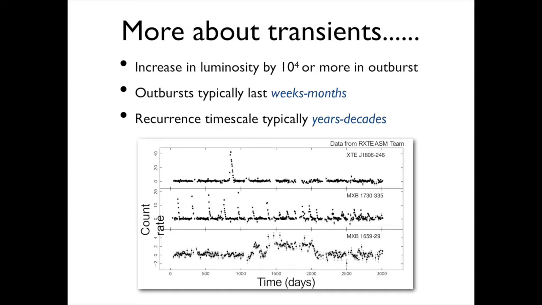I said these things are transient objects. They go through these cycles of actively accreting onto the surface and then being in a quiescent state where there's very little accretion going on. And these transients show a very wide variety of types of behavior. This is the count rate here versus time. This is about a period of 10 years.